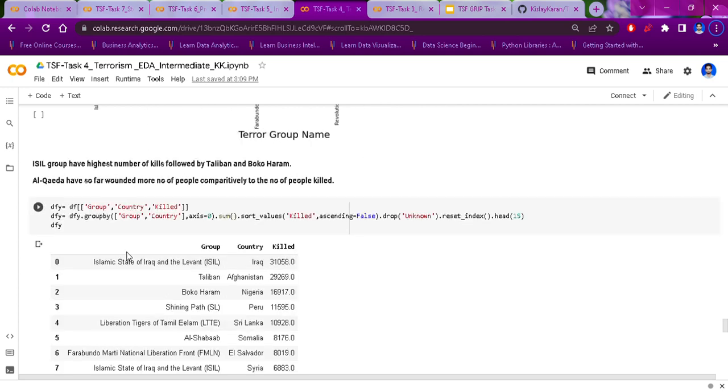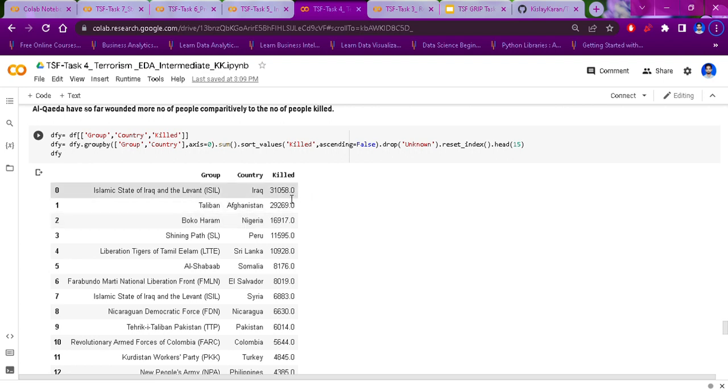Next we move ahead with the terror groups operating in their regions and the total kills they have performed so far. Again ISIS is at the highest, operating in Iraq and Syria. Taliban is operating in Afghanistan. ISIS has mostly killed in Iraq and then in Syria. Their death counts have been around 31,000 so far, and Taliban has killed over 29,000 when operating in Afghanistan.